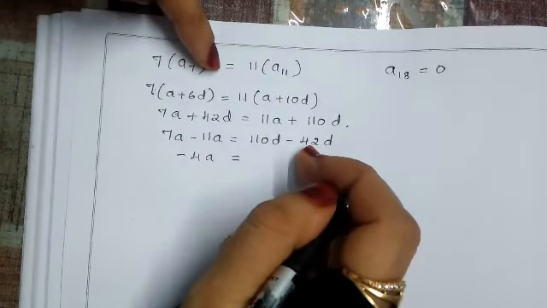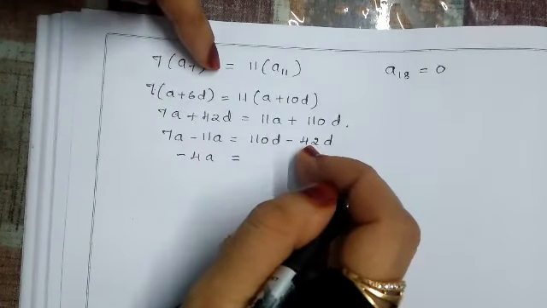110 minus 42: 10 minus 2 is 8, and 11 minus 4 is 7, so 68d. Okay. a is equal to minus 68d by 4. 4 ones are 4, what remains, 6 remains; 4 sevens are 28. What we got? Minus 17d we got. That is the value of a.